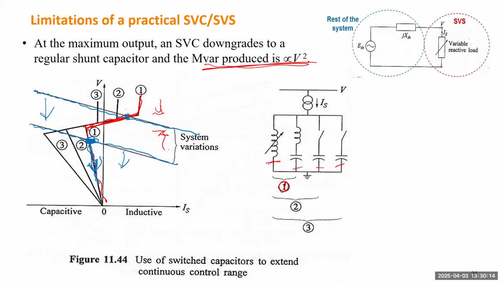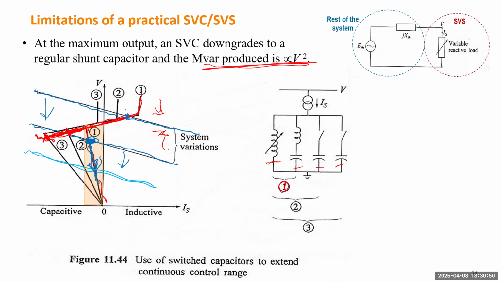Then you need to switch to condition number 2. Once you switch to condition number 2, you somehow extend the operating region by a little to here, but it's still not enough. So you have to further switch in the other capacitor. That will give you a bigger range to maintain the voltage. But what if the load further declines? Then it will be out of the limit, and then the voltage will drop quickly.